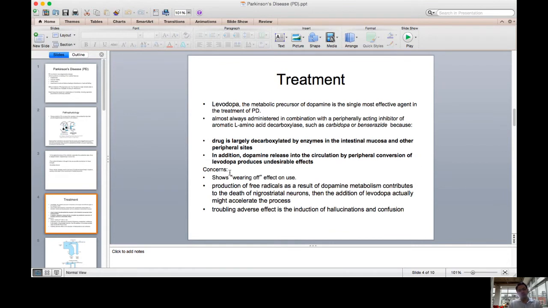What could be the possible treatment for this? If you look at the diagram, or if you apply some common sense, you will come up with a simple answer: if dopamine is less, then why don't we simply substitute it with dopamine?